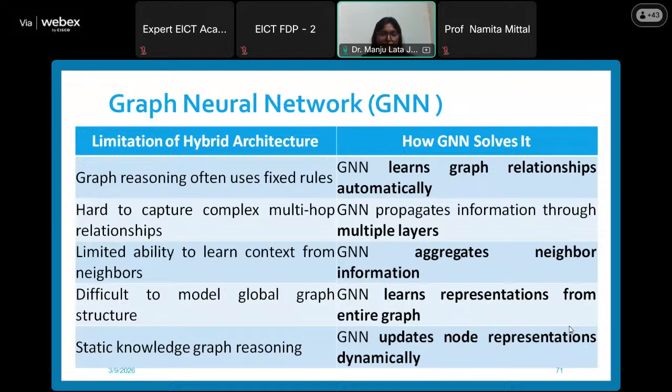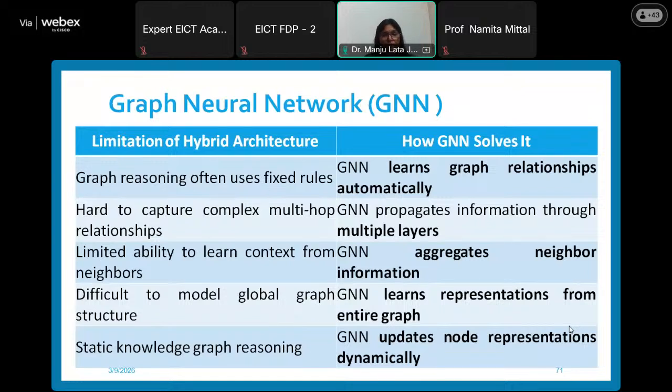Static knowledge graph reasoning. We already considered this in the first limitation as well: once the graph is constructed, whatever that graph can reason about, we can rely on that only. But GNN updates node representations dynamically because it establishes relationships between new terms in the document which are not present in the semantic graph but have some explicit relationship.